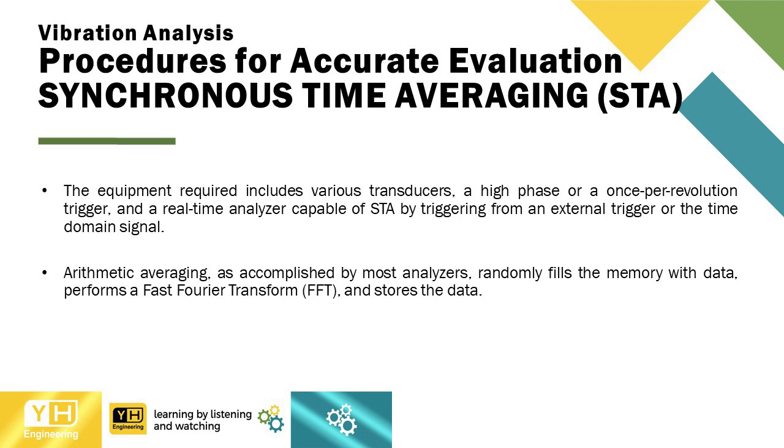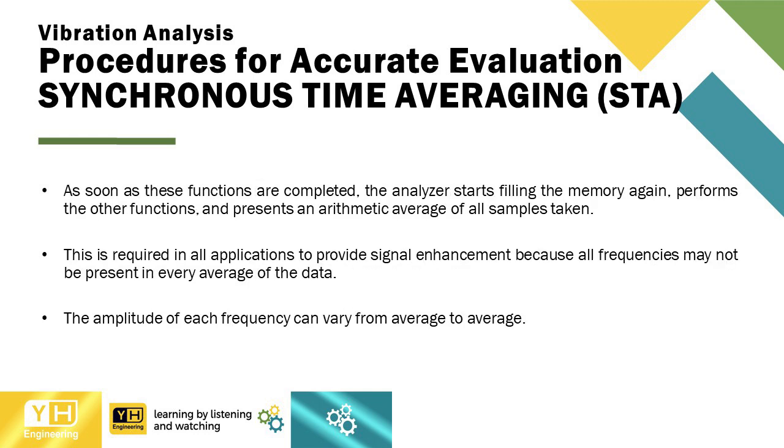Arithmetic averaging, as accomplished by most analyzers, randomly fills the memory with data, performs a fast Fourier transform, or FFT, and stores the data. As soon as these functions are completed, the analyzer starts filling the memory again, performs the other functions, and presents an arithmetic average of all samples taken. This is required in all applications to provide signal enhancement because all frequencies may not be present in every average of the data. The amplitude of each frequency can vary from average to average.